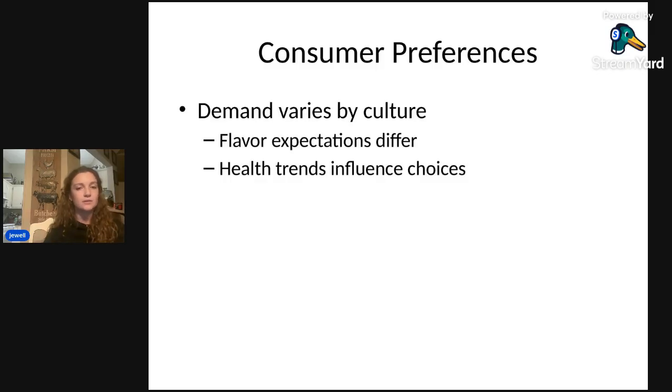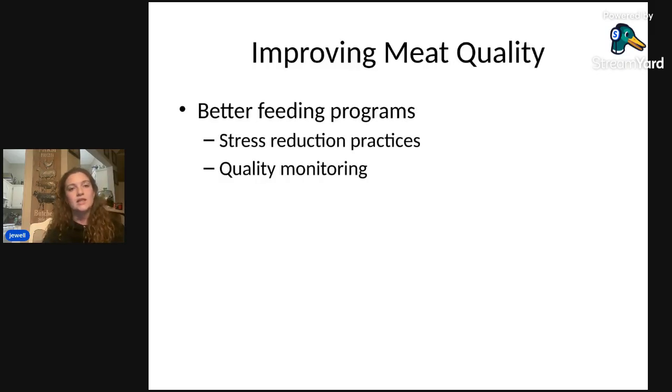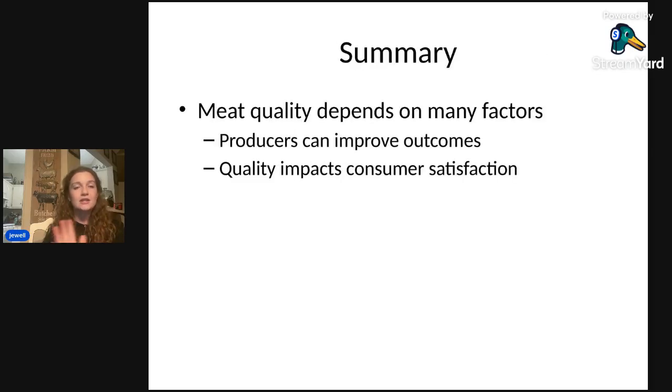So very different. And then improving our meat quality just has to do with better nutrition, better handling, and also having a good butcher. So if anybody ever needs anything, shameless plug, just come down to the Meat Lab. Don't hesitate. And then in summary, we have a lot of factors going into our meat quality.